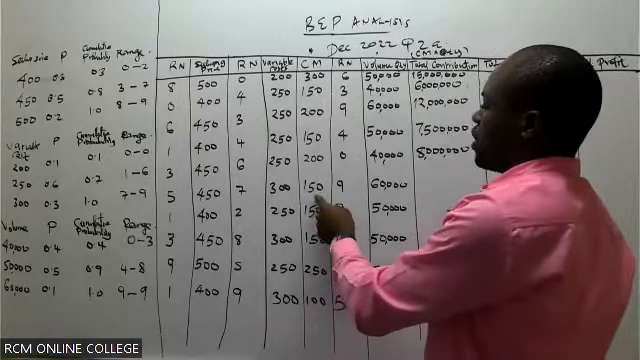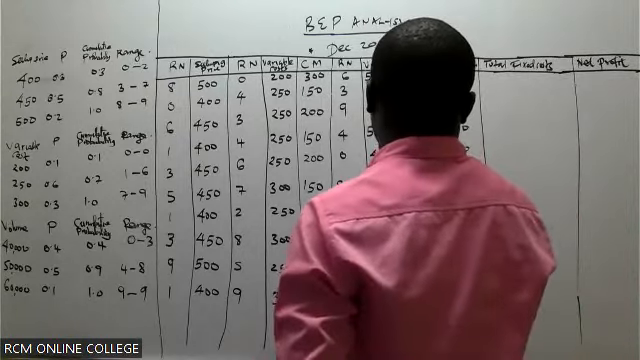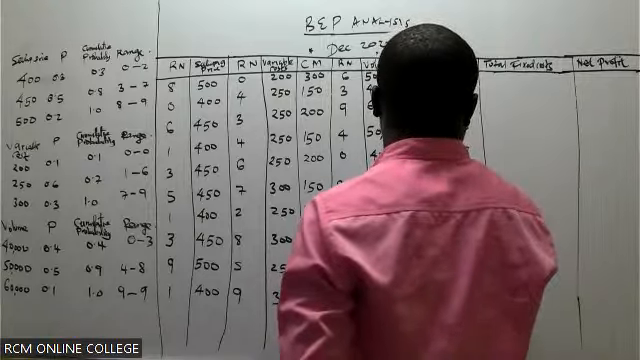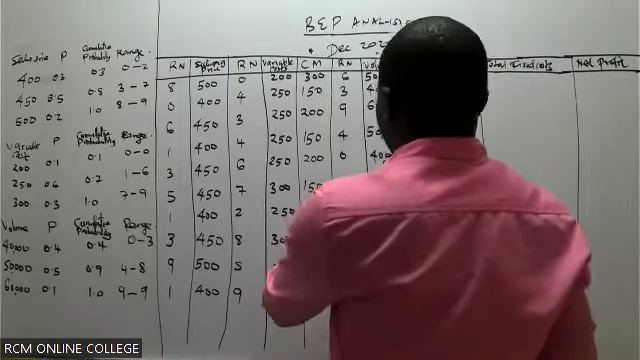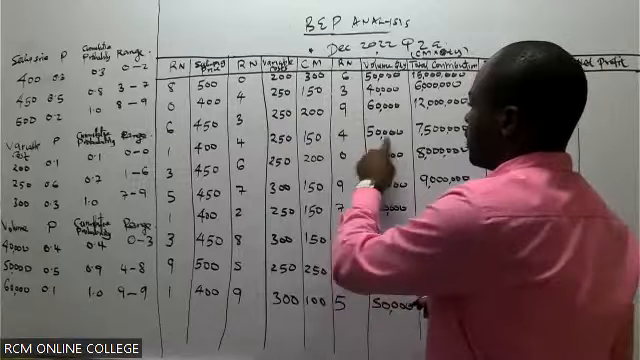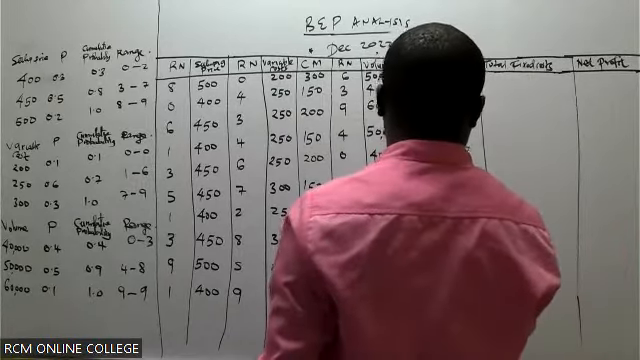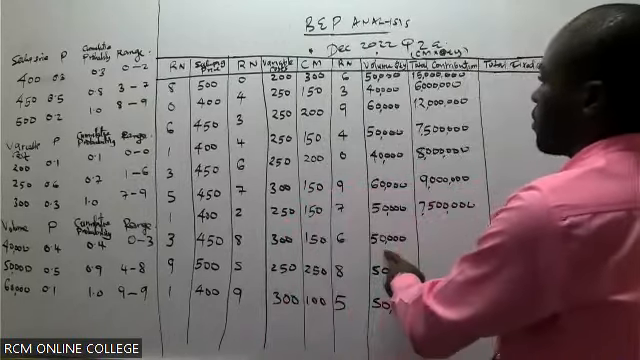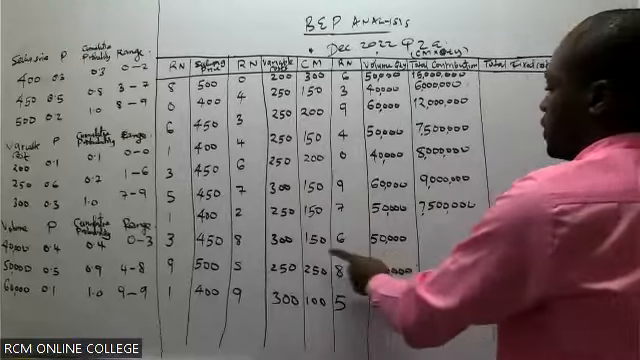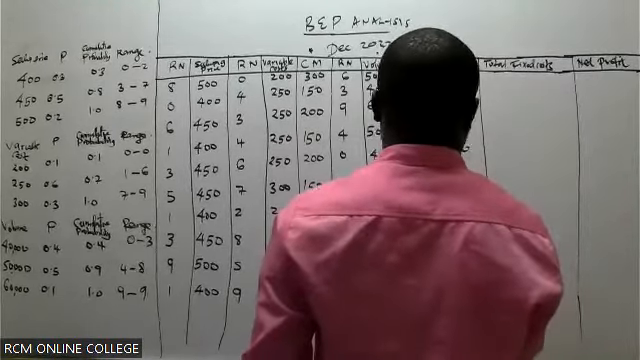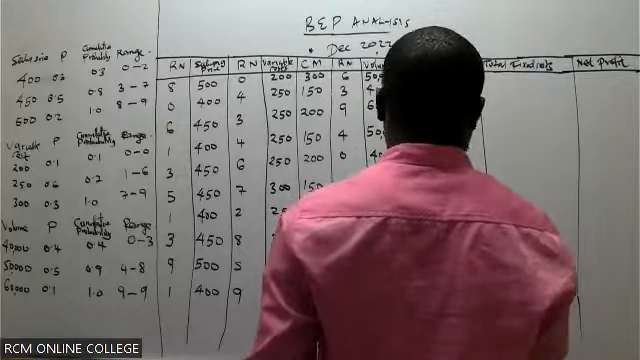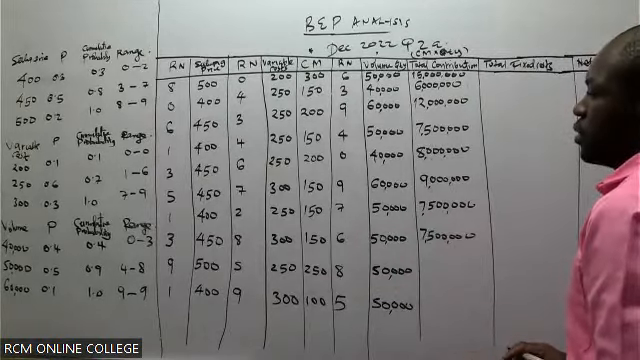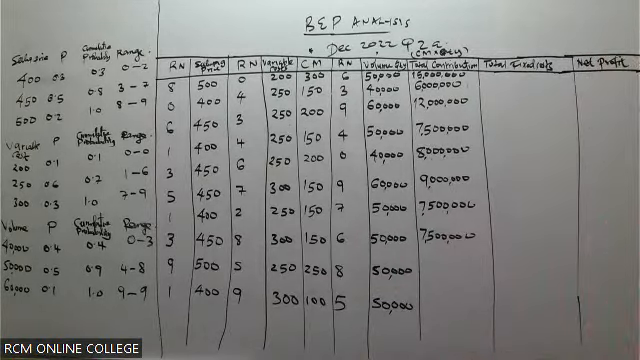Hapa ni ngapi? Oh, 150. 150 by 50. 150 by 50, I can see the same thing here. The same thing up here. 250 by 50. What are we getting?